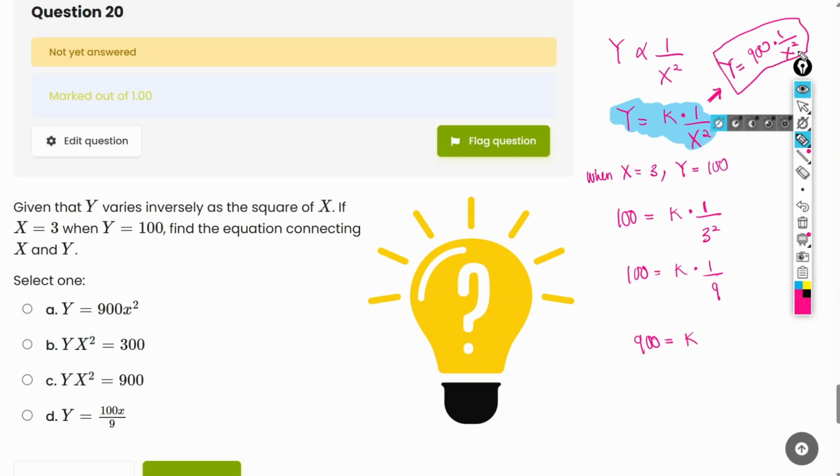All right, so I don't have that in the options, but I do have yx squared is equal to 900. Because again, if you multiply this, you would get this. So the correct option is option C. All right, that's 20.